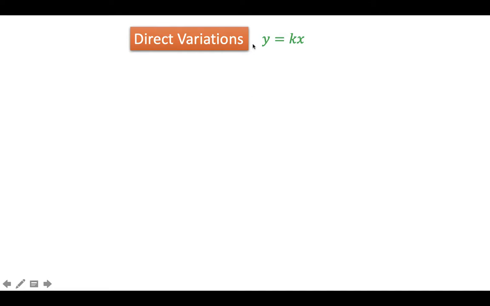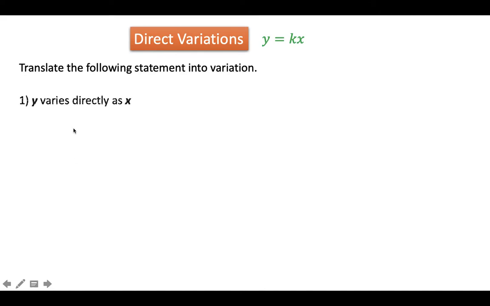Direct variation is represented by y = kx, wherein y and x are the two quantities. This tells us that y is directly affected by whatever the values of x. As x increases, y also increases. If x decreases, y also decreases, with a given constant rate represented by a variable k. We need these skills in solving word problems involving direct variations: the translation of a verbal statement into a mathematical statement.